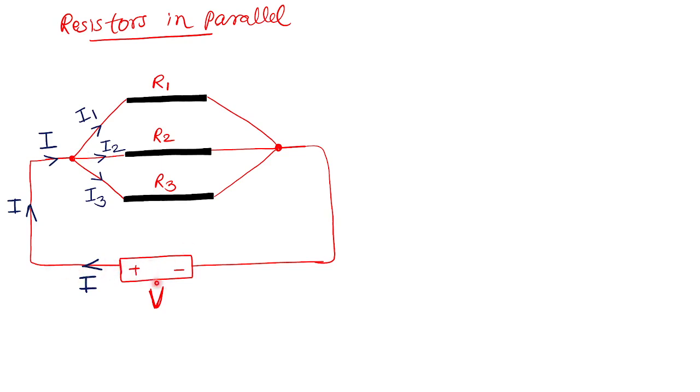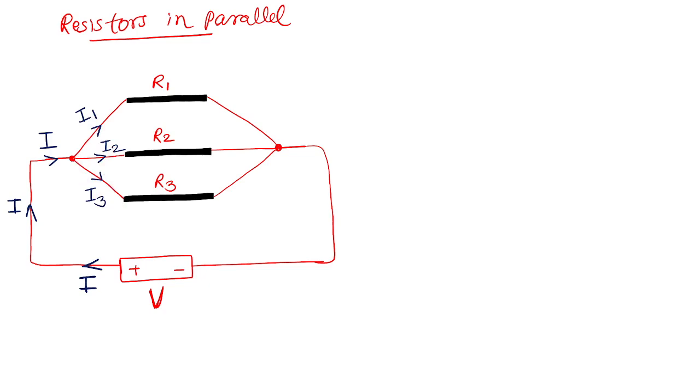The water is originating from this motor. Water is entering this junction. Suppose I quantity of water is entering this junction. Some water quantity, say I1, takes this path. Some takes this path, some takes this path. Depending on the resistor, the values of I1, I2, I3 may be different.